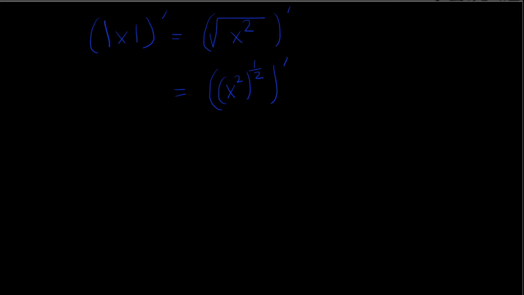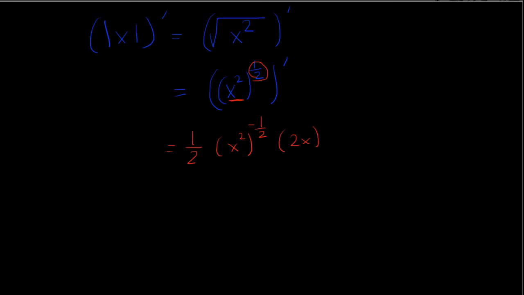Here I'm going to use the chain rule. So I'm going to bring down the exponent. Let's first identify the outside function as the 1/2, so that's the root. Bring down the exponent, keep the inside the same, subtract 1 in the exponent, and then take the derivative of the inside, meaning x squared.